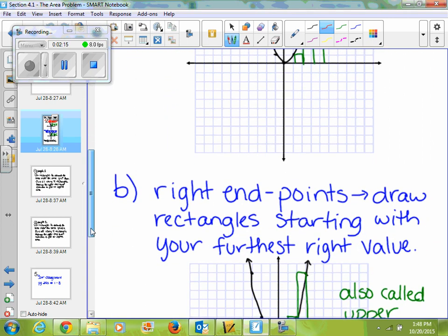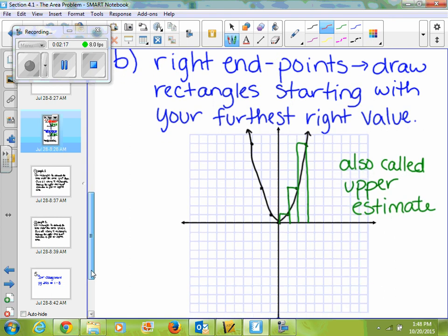Okay, the other way to find your area under your curve using rectangles is to use your right endpoints, which is where you draw a rectangle starting with your furthest right value. And that's called your upper estimate because typically your rectangles are above the curve.